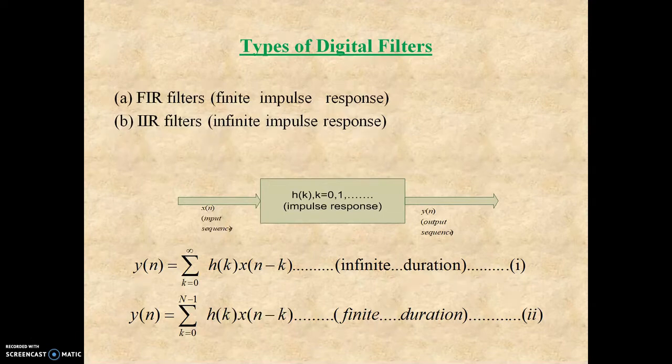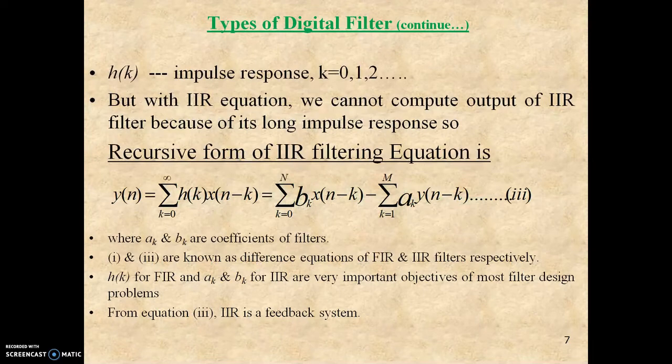It is evident from these equations that for IIR filters, the impulse response is of infinite duration, whereas for FIR it is of finite duration, since h(k) for the FIR has only N values. In practice, it is not feasible to compute the output of the IIR filter using the equation shown on the earlier screen, because the length of its impulse response is too long or infinite in the theoretical equation. Instead, the IIR filtering equation is expressed in a recursive form as shown here on the screen, where a(k) and b(k) are the coefficients of the filter. This equation is known as the difference equation for the IIR filter.